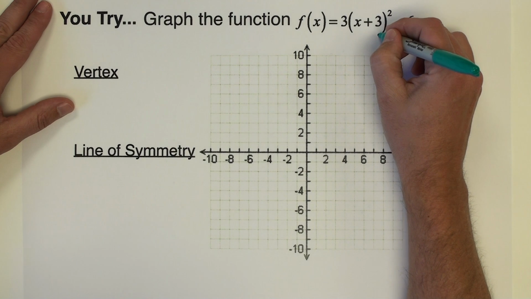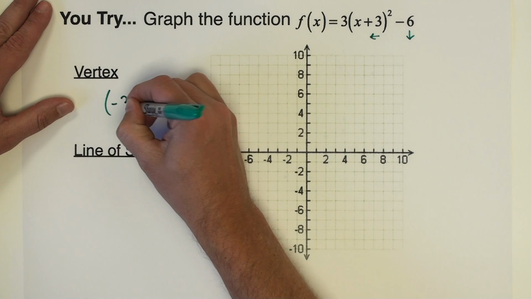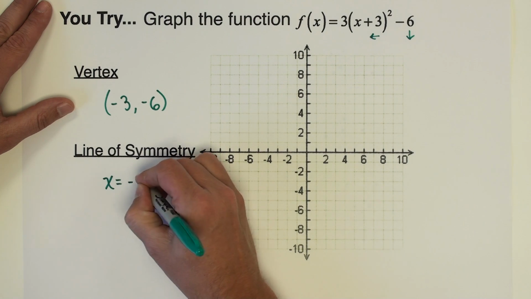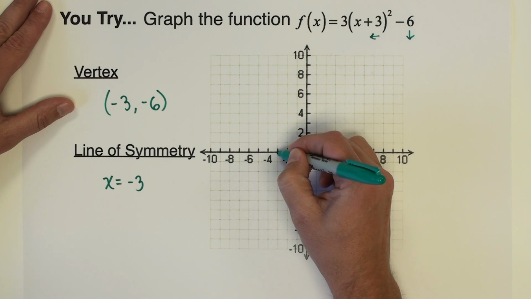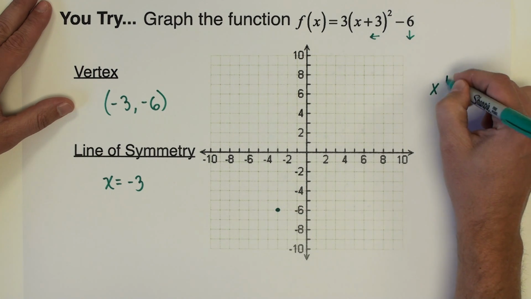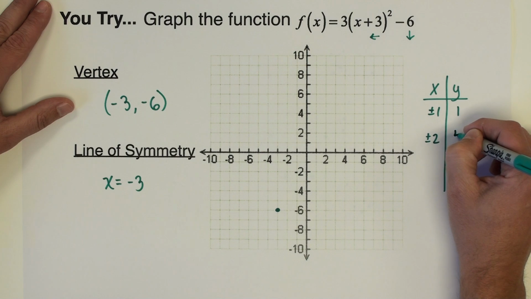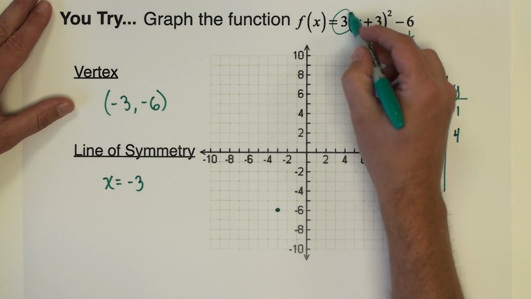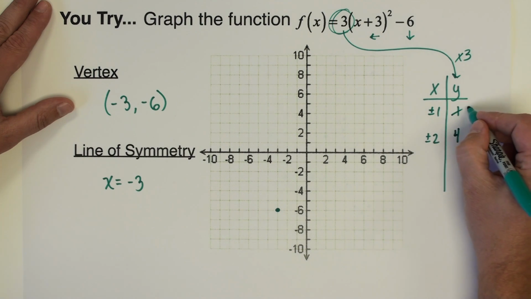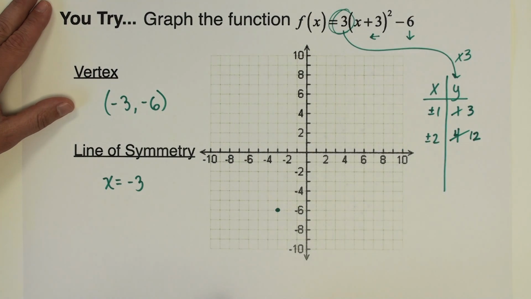So my vertex here is going to move the graph left 3 and down 6 to that point. My line of symmetry is going to be x equals -3. I'm going to start at -3, -6. My table of values, my pattern, 1 and 2 give 1 and 4. I think that's probably going to be good because I'm going to take these numbers and make them times 3. So 1 times 3 is 3, 4 times 3 is 12. I think anything more than that's going to take me off the top of the graph.